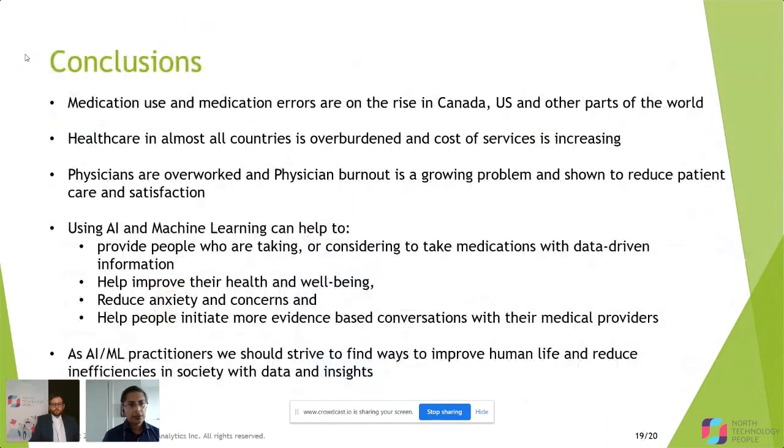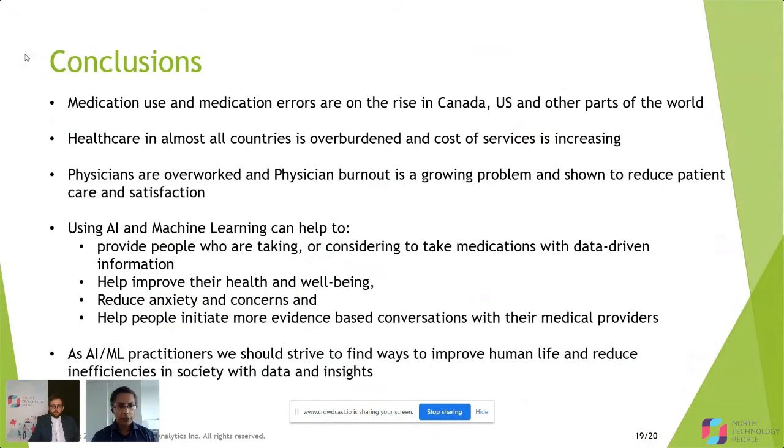Some conclusions. So again, as I mentioned, medication use and errors are on the rise in Canada. As I mentioned, people die from this, right? And so it's a serious, serious problem, which doesn't get much media attention. Healthcare in almost all countries is overburdened. I mean, our physicians and nurses are doing a great, great job, but they're overworked. So anytime machinery and technology can help them, great.